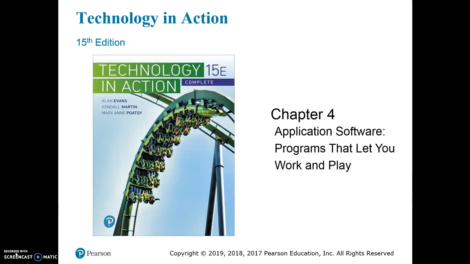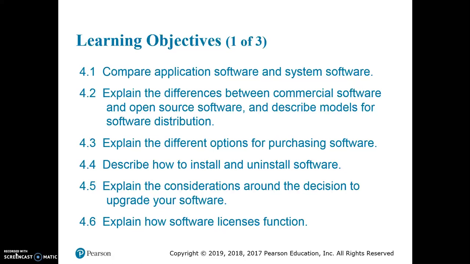Okay guys, so let's get started with Chapter 4. Chapter 4 is all about application software. So we're going to cover what application software is, what system software is, okay? We're going to talk about the differences between commercial software and open source software and describe some models used for software distribution. We'll explain the different options for actually purchasing software.